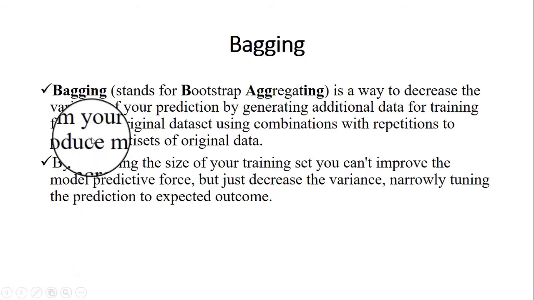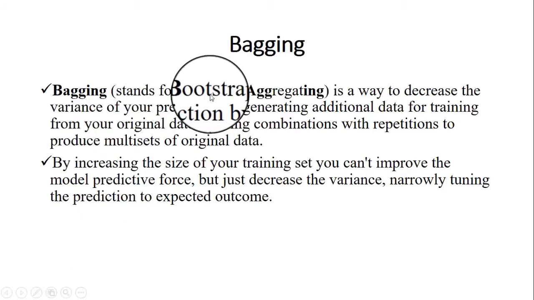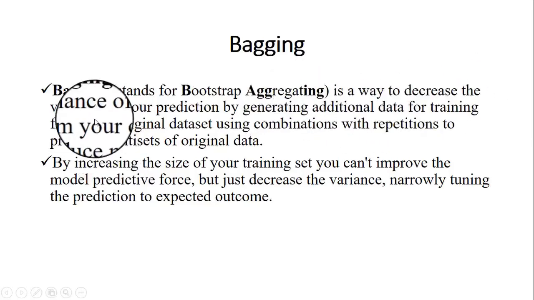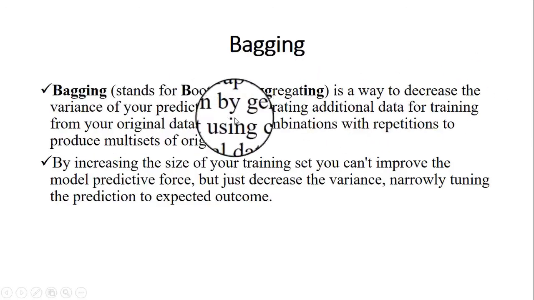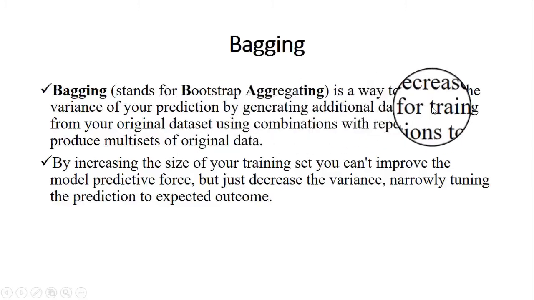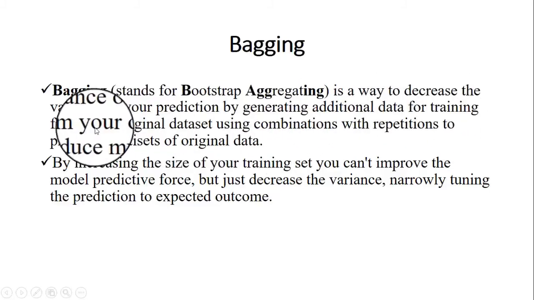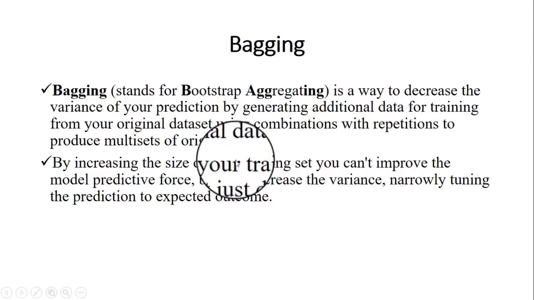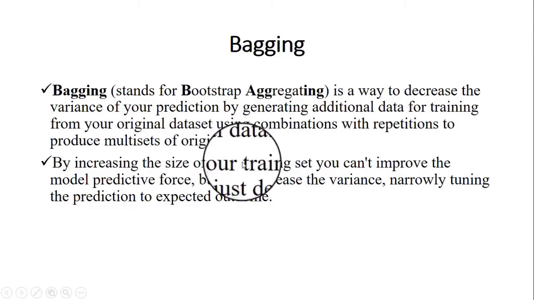What is this bagging algorithm? Bagging stands for bootstrap aggregation. It is a way to decrease the variance of your prediction by generating additional data for training from your original data, using combinations with repetitions to produce multiple sets of that original data.